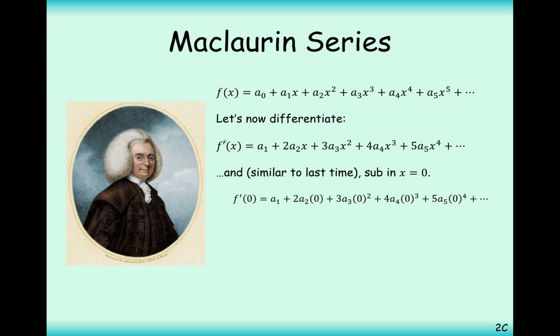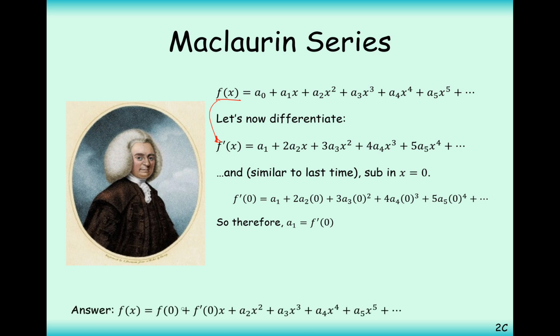Remember the notation for differentiating in function notation is just a dash, so that little dash there just means I've differentiated my function once. So f dash of 0 is equal to a1 plus everything else that's being multiplied by 0, so then a1 must equal f dash of 0. This means differentiate the function once and then substitute 0 in as x.